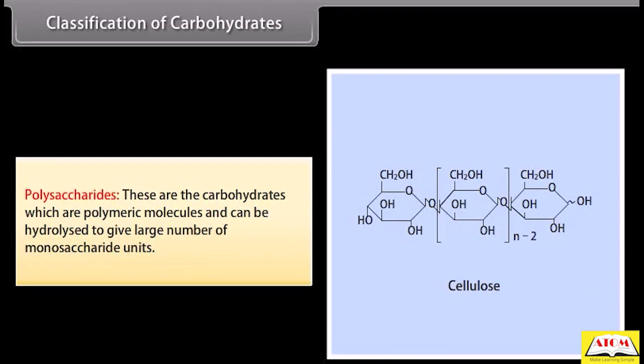Polysaccharides. These are the carbohydrates which are polymeric molecules and can be hydrolyzed to give a large number of monosaccharide units. For example, starch, glycogen, and cellulose.